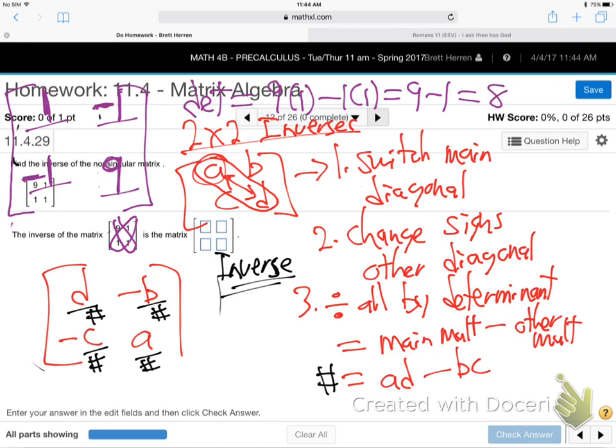Everybody see how I got that? Main diagonal minus other diagonal multiplied. Main diagonal multiplied minus other diagonal multiplied. 9 minus 1, 8. So you divide all four of these by 8, and you're done. That's it. That's the inverse of a 2 by 2. Just switch the main, change the signs on the other, divide all four by the determinant. Main diagonal multiplied minus other diagonal multiplied.